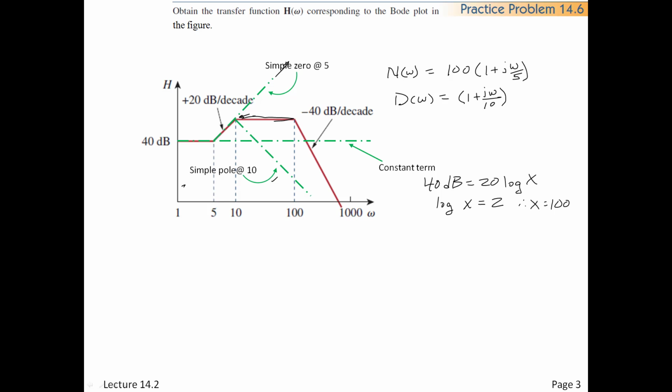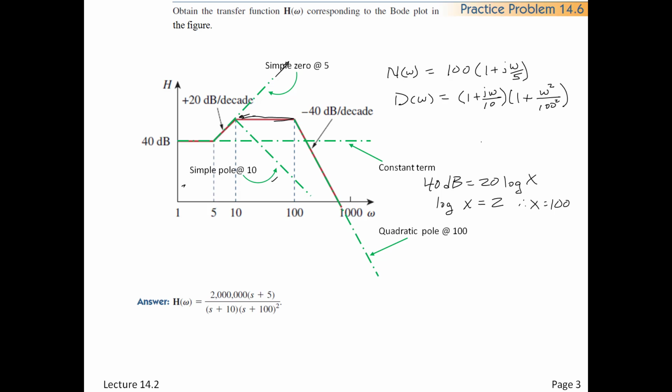Now finally, we need it to break down at twice the normal rate. That tells us we've got a quadratic pole at 100, right? So then there has to be some term here, 1 plus, we want j omega squared, so it's going to be something with omega squared over, if it's at 100, 100 squared, right? So we'll have some terms like this.